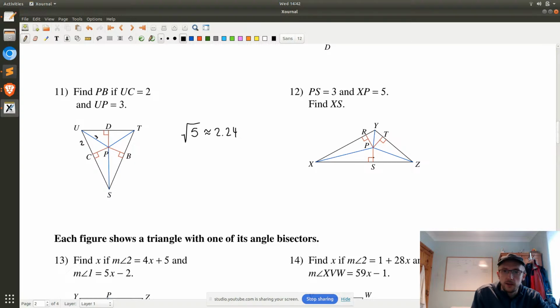PS is 3. XP is 5. So find XS. So 25 take 9, that's 16. So 4, it's a 3, 4, 5 triangle. So 4. And check. And that's correct. And that's good.